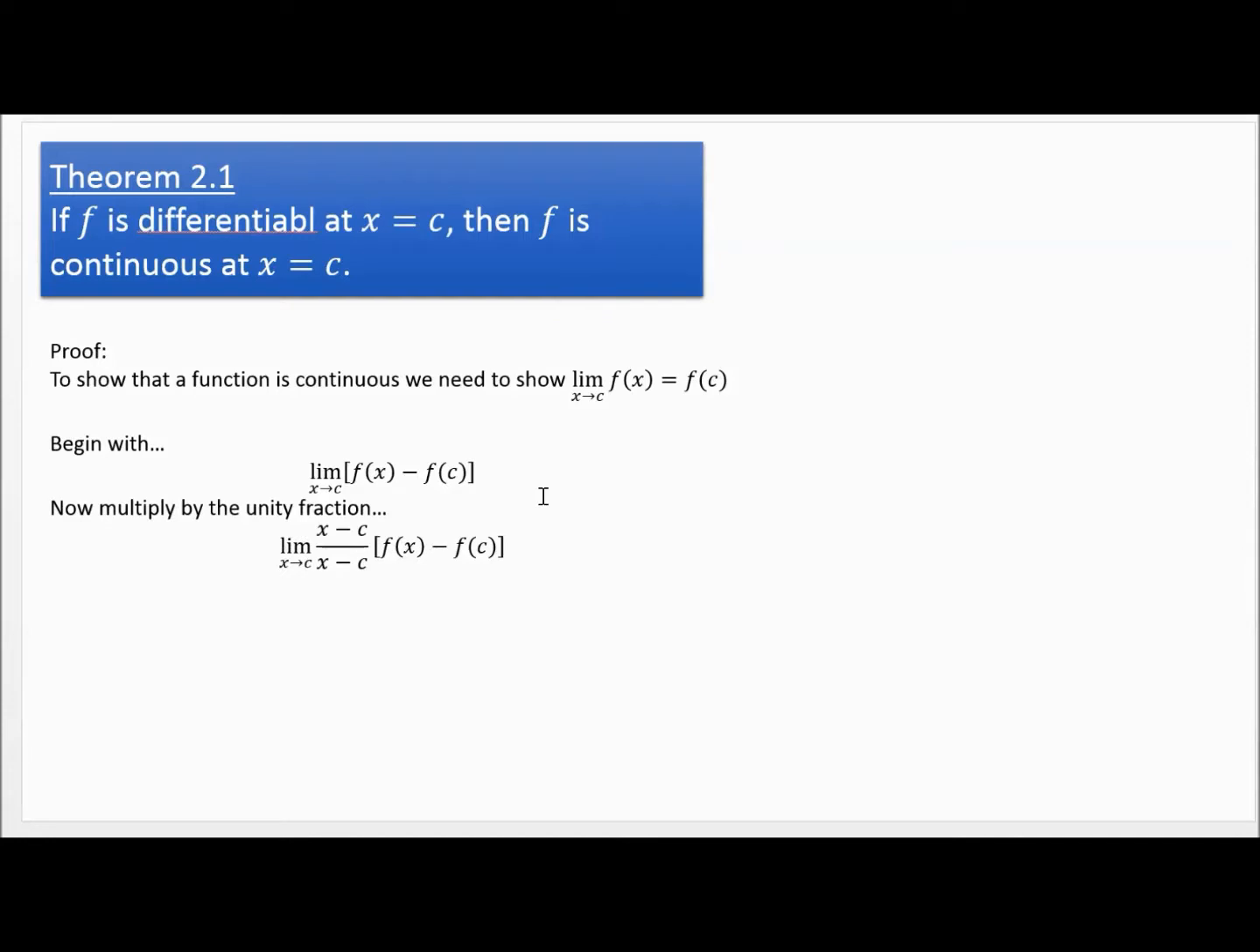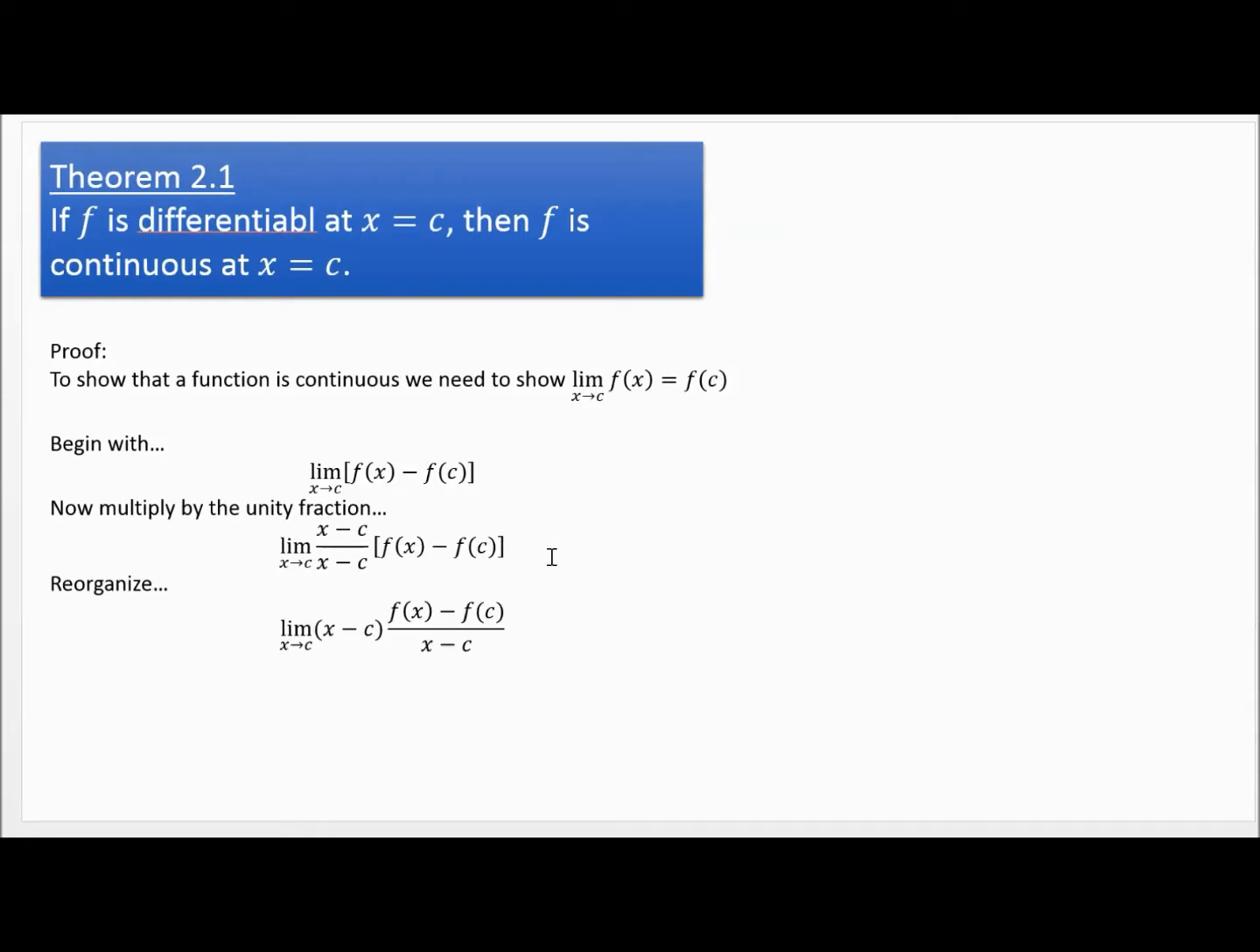It says we're going to multiply by the unity fraction. Remember, unity fraction is just 1. So is it okay to just take an expression and multiply it by 1? Sure it is, right? x minus c over x minus c. So all I did was multiply this limit by 1. Now, I could have just put it out front and then taken it inside. But it's okay just to throw it inside because I'm still taking the same limit, okay?